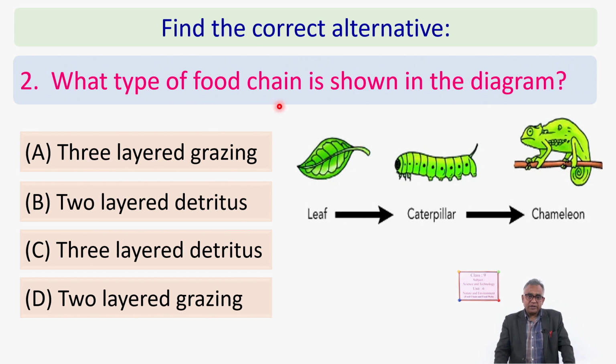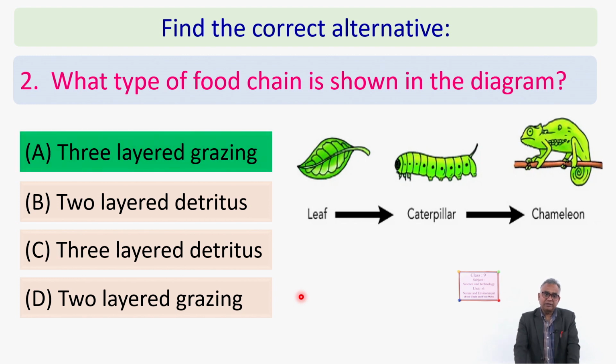Okay, next one. Which type of food chain is shown in the diagram? 3-layered grazing, 2-layered detritus, 3-layered detritus, or 2-layered grazing? Guessed easily. 3-layered. It is grazing because there is no detritus. Green part of the plant is shown here. So it is grazing. It doesn't mean that like cows they have to graze. And you know also that we use the term grazing of bees, grazing of grasshoppers. Yes, okay, that term is in use. So that is 3-layered grazing.